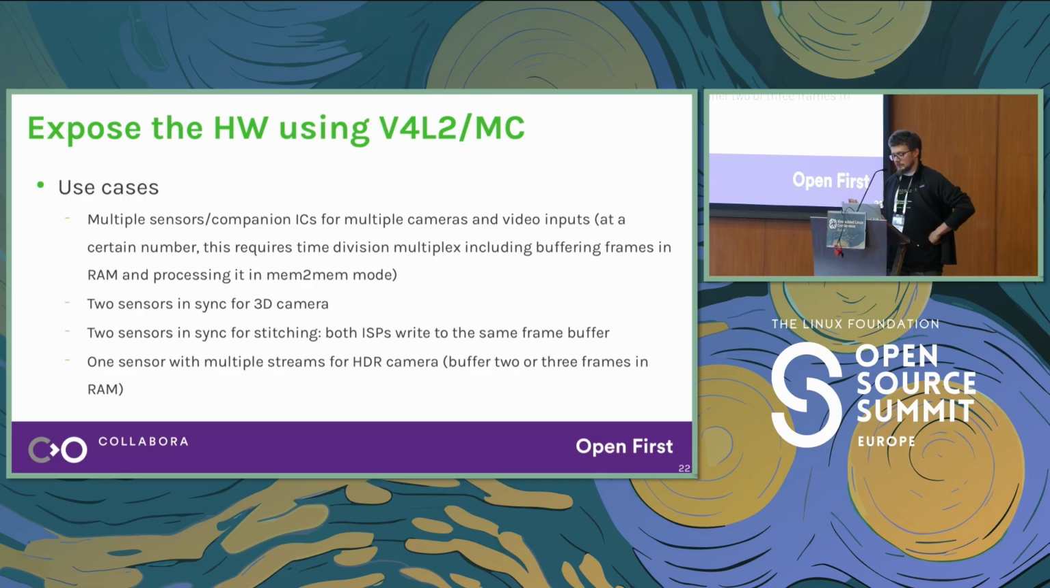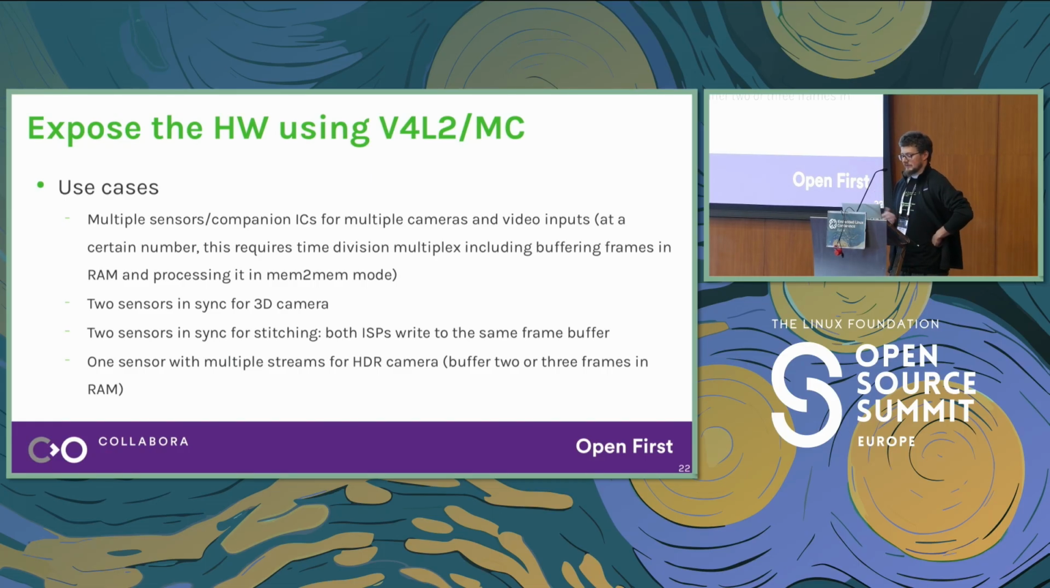There could be one use case, 2 sensors working in sync for a 3D camera, for instance. There could be 2 sensors working in sync for stitching. And here the peculiarity is that both ISPs need to write into the same frame buffer. So this needs to be coordinated somehow.